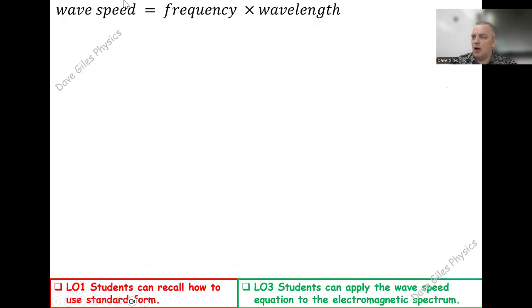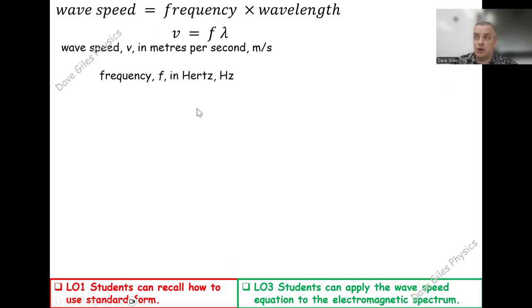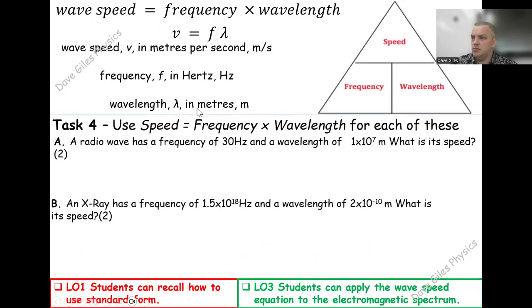So going back to our previous lessons, we know wave speed is frequency times wavelength, or v equals f lambda, with wave speed measured in meters per second, frequency in hertz, and wavelength in meters. So two very quick equations. I'll give you a few seconds to do it. You can pause it and then give it a go.